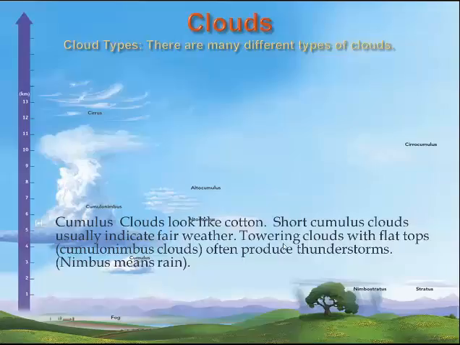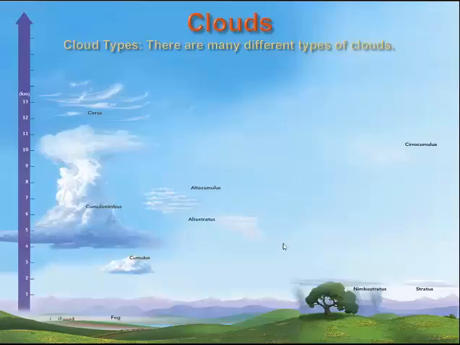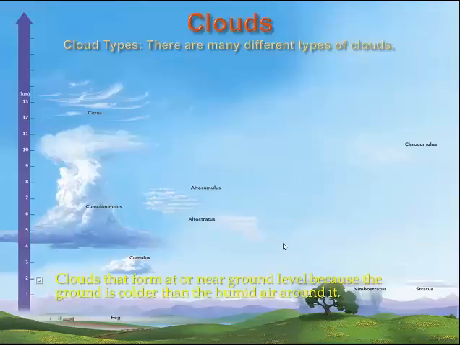When we have towering clouds with flat tops, those are cumulonimbus clouds. Those often produce thunderstorms. It's important for us to remember that the term nimbus means rain, so anytime you see nimbus, we typically are going to have rain. Clouds that form at or near the ground level, because the ground is cooler than the air around it, typically produce rain or precipitation as well. Some of them may just be like fog, though.